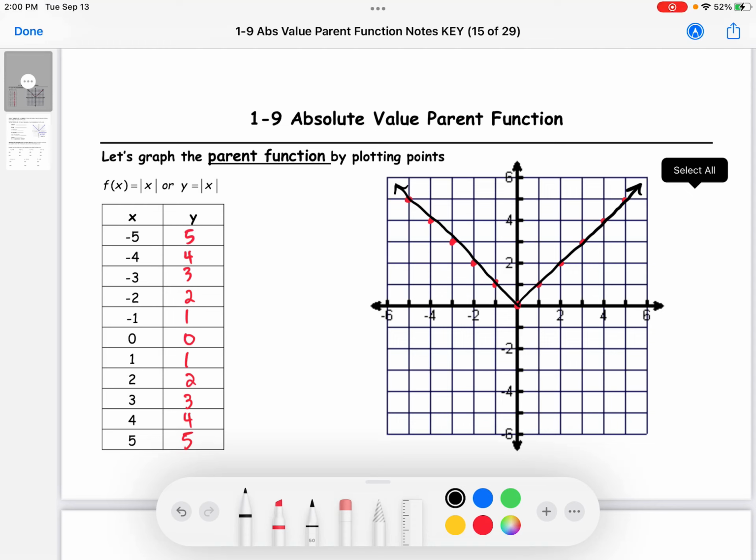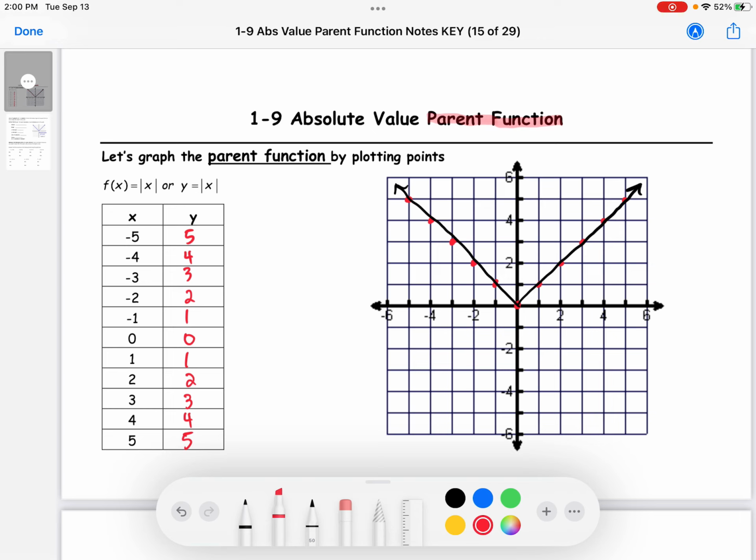All right, everybody, we are looking today at the 1-9 notes. We're talking about the absolute value parent function, okay? That phrase I want to focus on at first, that phrase parent function, all that means is that we are talking about the simplest possible version of an absolute value function, okay?